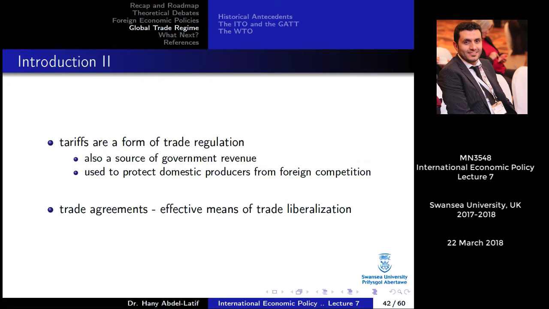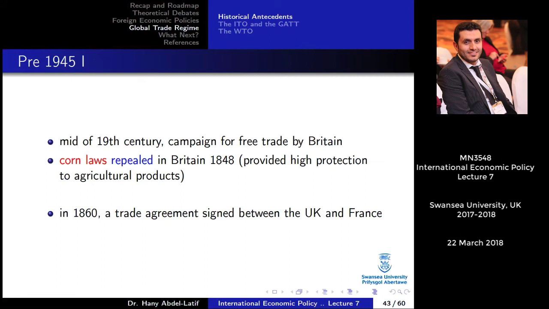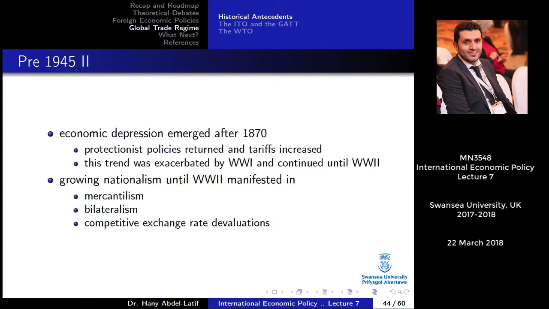Trade agreements, of course, are an effective means of trade liberalization, and the system we have today is a multilateral system. Rather than having only bilateral agreements, we have a multilateral trade system. I'm not going through this in detail, because it's just from the past. What happened before 1945? The reason we're looking at 1945 is that it's the end of the Second World War, and the system after that is different from before. So that was just a very quick brief of what happened before 1945, and as I said, it's not something I would be very interested in in detail.